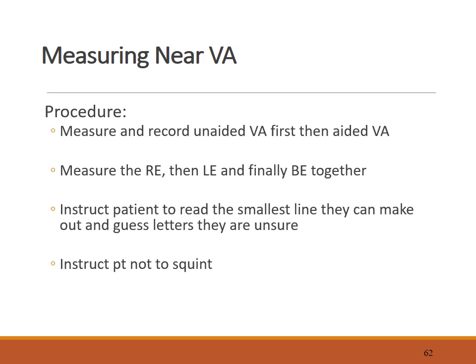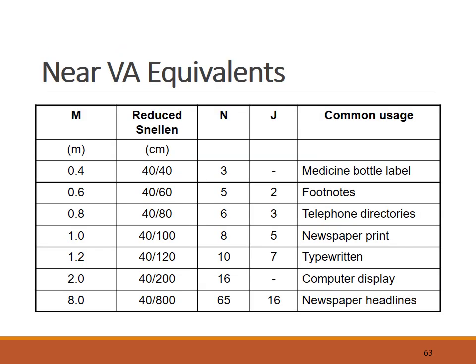Procedure in measuring near VA. As usual, you will measure the near VA unaided, followed by aided VA. Measure the right eye first, then the left eye, and finally both eyes. Instruct the patient to read the smallest line they can make out and to guess if they are unsure. Again, make sure to instruct the patient not to squint. This is the near VA equivalence with different notations: from the point, reduced Snellen, and also Jaeger units.